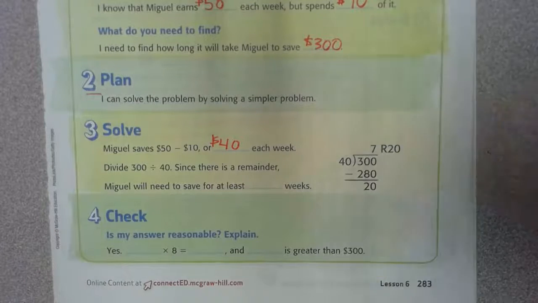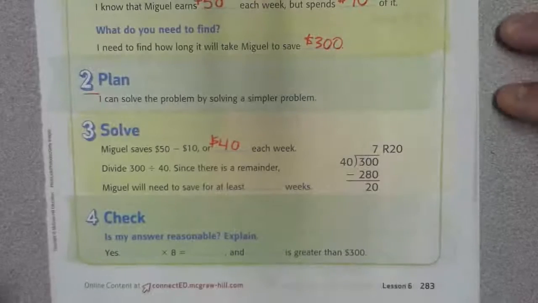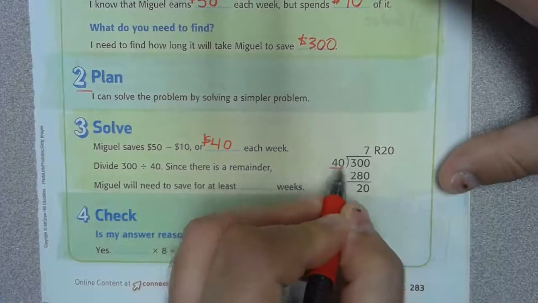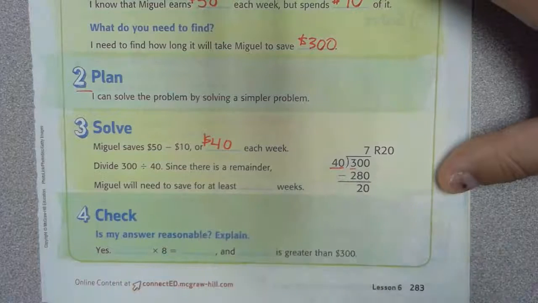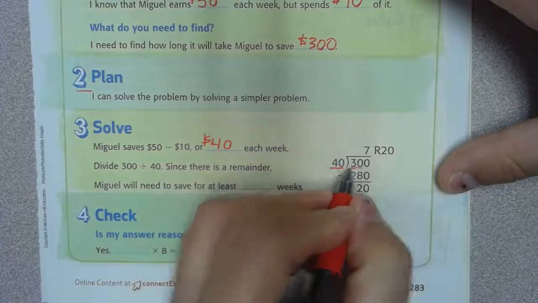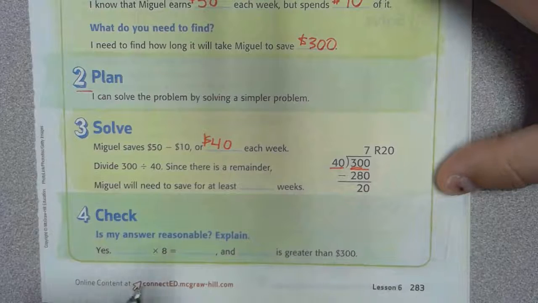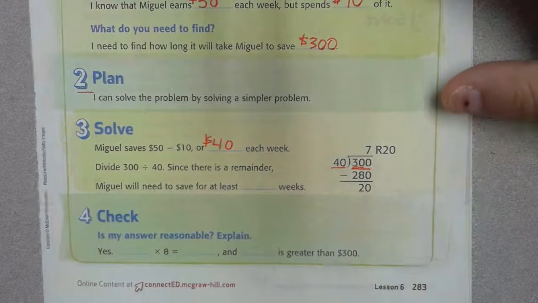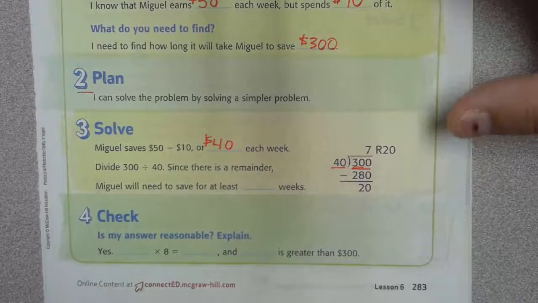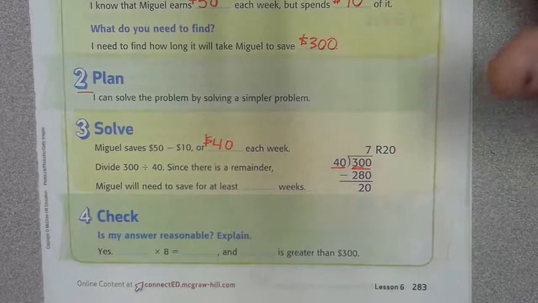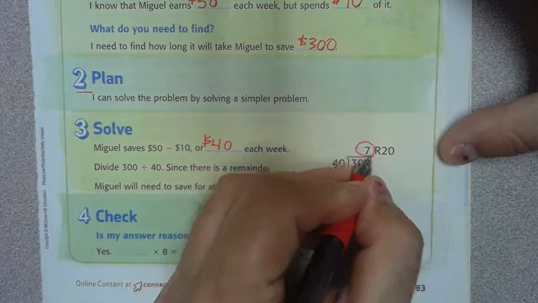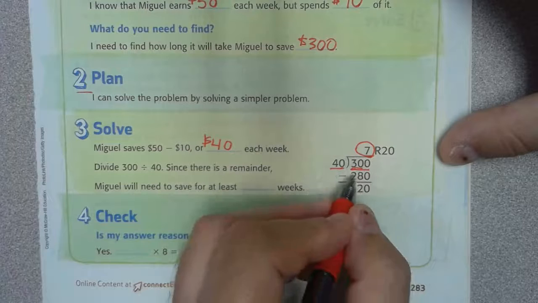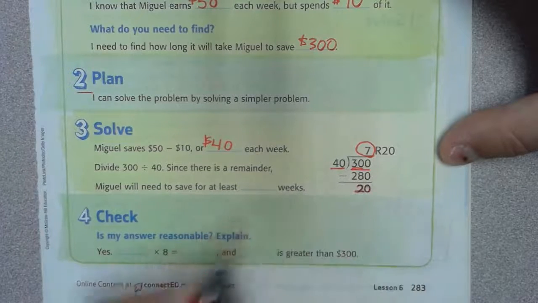As you can see, they have already done it right here. They took 300 divided by 40. Will 40 go inside of 3? No. Will 40 go inside of 30? No. Will 40 go inside 300? Yes. So that's where you're going to want to do your estimation. You're going to say, well, I know 4 times 8 is 320. Is that too much? Yes. So that's why they picked a 7 right here. And then 7 times 40 is 280. We subtract it, we're going to get 20.